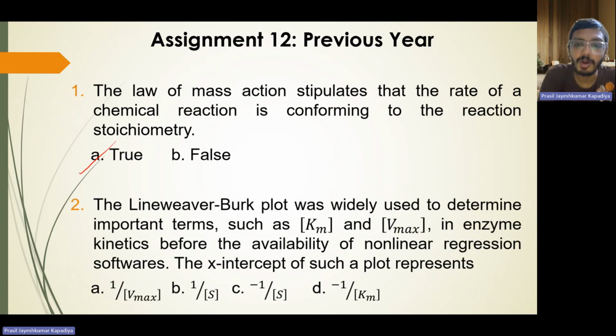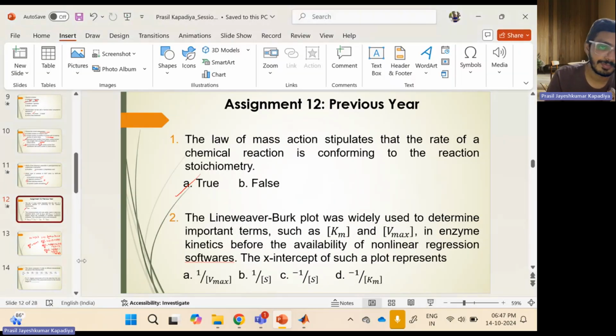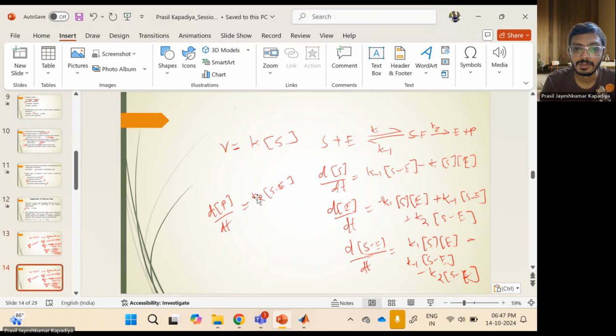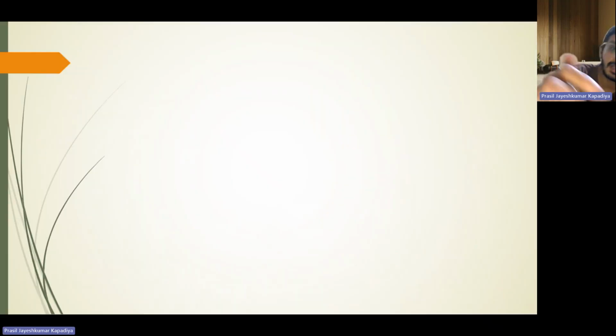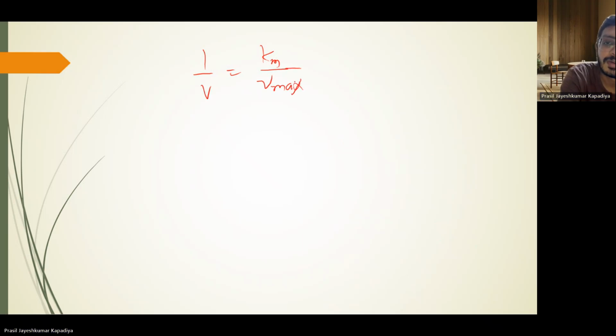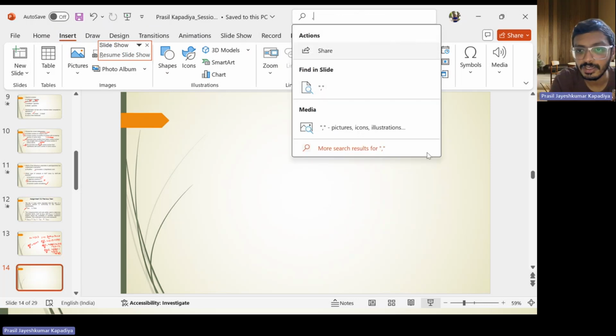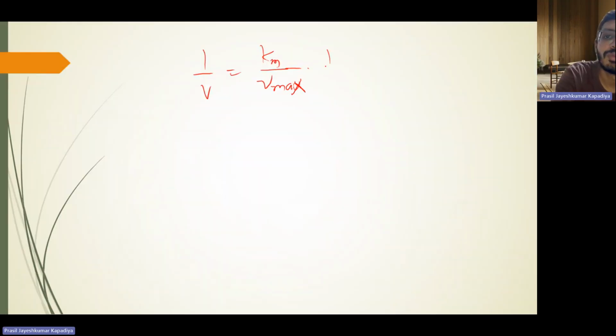The Lineweaver-Burk plot was widely used to determine important terms such as Km and Vmax in enzyme kinetics before the availability of nonlinear regression software. What is the x-intercept of this plot? So what is the equation? This is the equation: 1 by V is equal to Km divided by Vmax into 1 by S plus 1 divided by Vmax.